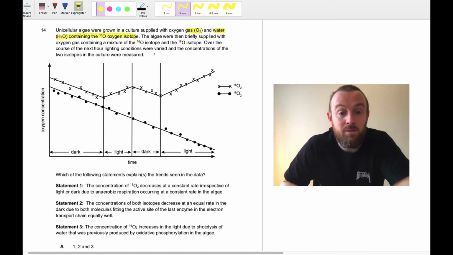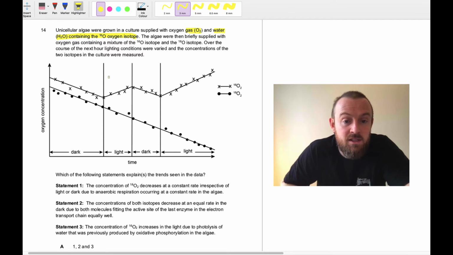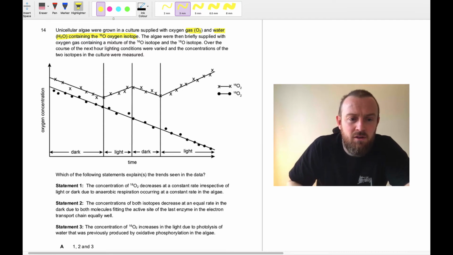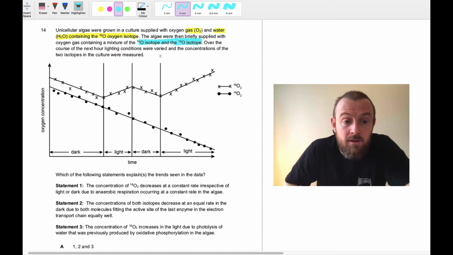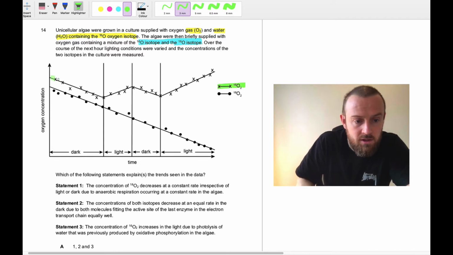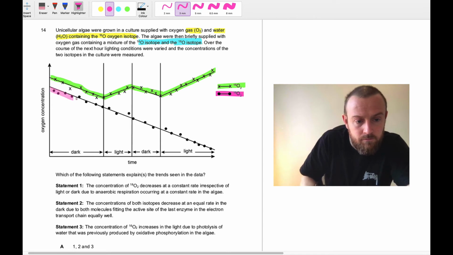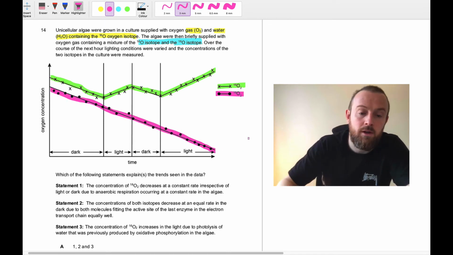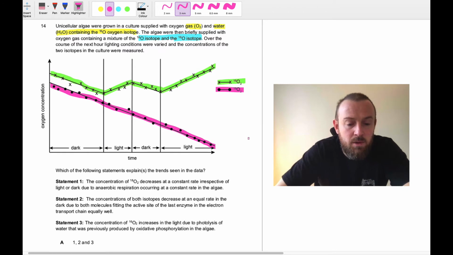The algae were then briefly supplied with oxygen gas containing a mixture of the oxygen-16 isotope and the oxygen-18 isotope. Over the course of the next hour, lighting conditions were varied and the concentration of the two isotopes in the culture were measured. Oh my word, this is horrendous. I'm just going to color code this so I can think clearly. I kind of think in colors. Which of the following statements explain the trends seen in the data?